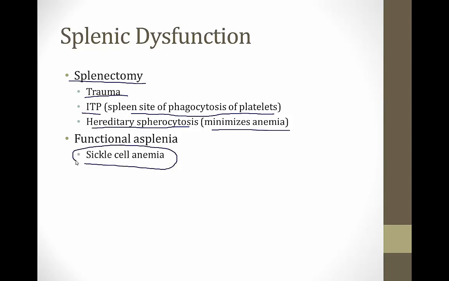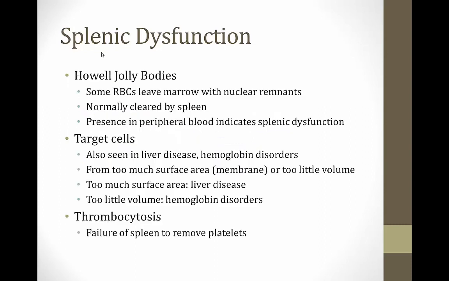So they have so many abnormal red cells that their spleen is often damaged from trying to consume and remove all those abnormal red cells. And as a result, they are functionally asplenic and they are at risk for encapsulated bacterial infections. There are some characteristic peripheral blood smear findings in patients who have had a splenectomy that you should know.